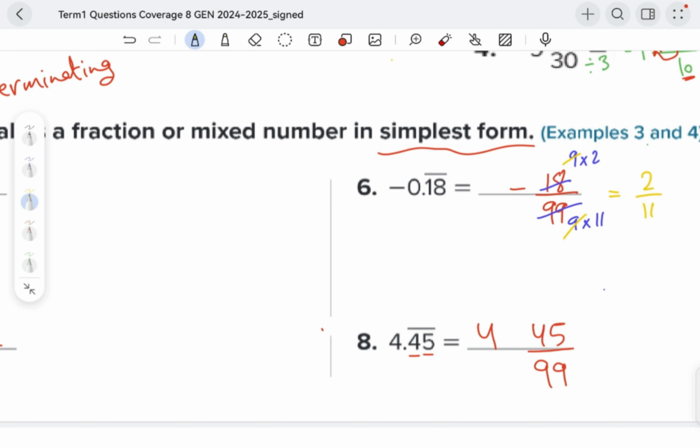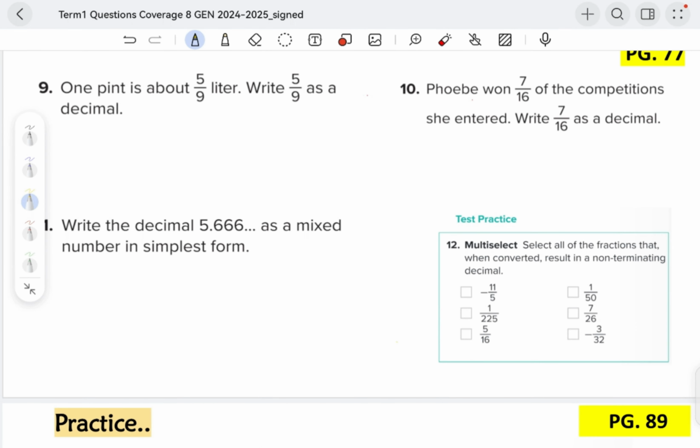In question number 8, we wrote it as a mixed number, but still we can simplify it. 45 is 9 times 5. 99 is 9 times 11. So divide by 9, divide by 9. We're going to have 4 is the whole and 5 out of 11. In question number 9, they ask us to write 5 out of 9 as a decimal.